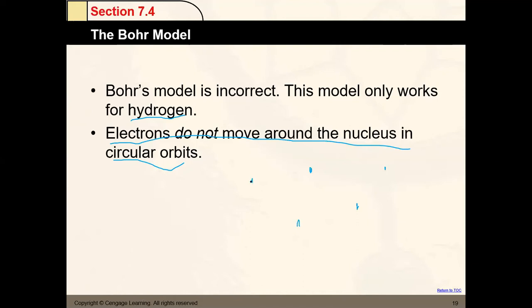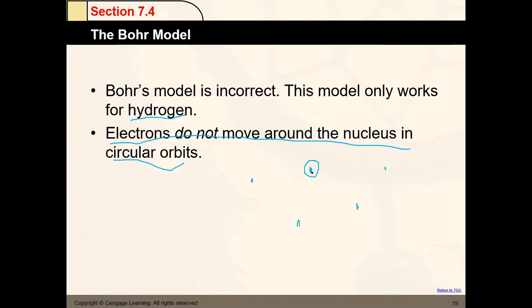So it's very difficult to predict where an electron is, because it is a possibility. The electron can be here, here, here, or here. According to Bohr, no. Bohr said circular orbits. So if I know where it is right now, let's say that my electron right now is here.